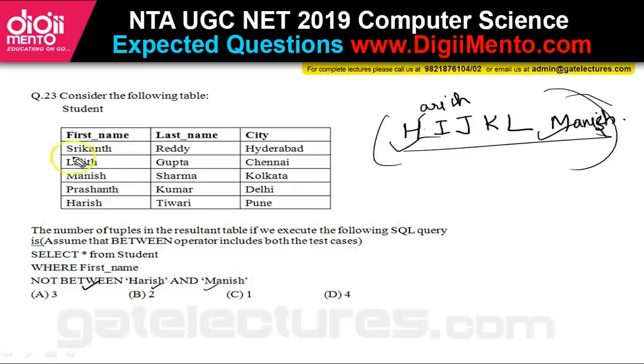So Shrikant, S is not between them, so Shrikant will be in the answer. Lalit, L, so Lalit will not be printed. Manish will not be printed. Prashant is not between them, so Prashant will be printed. And Harish will not be printed, so the answer is 2 here.